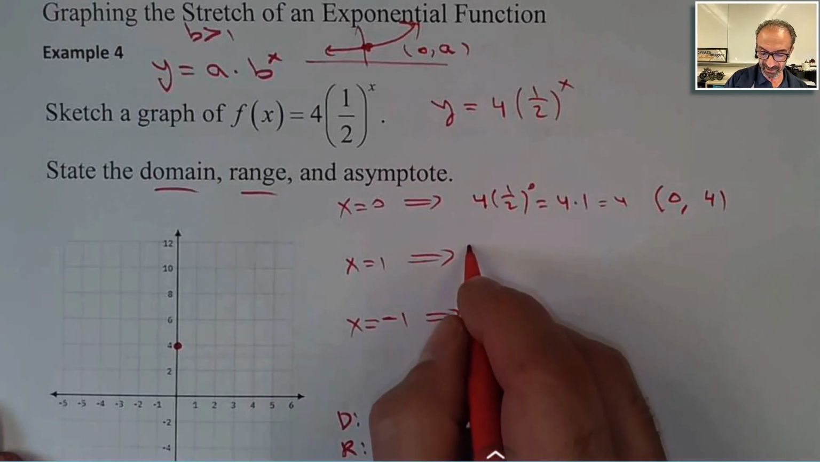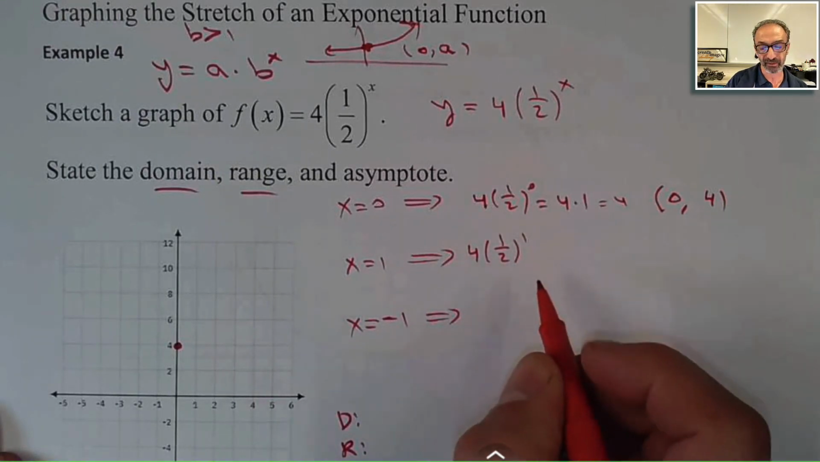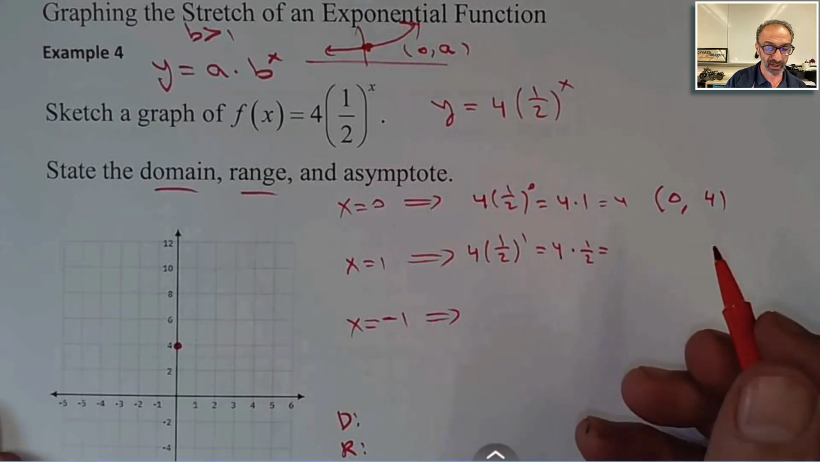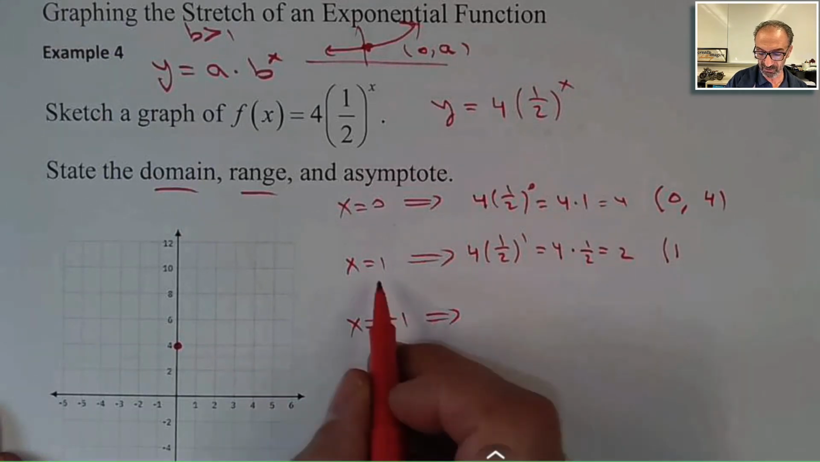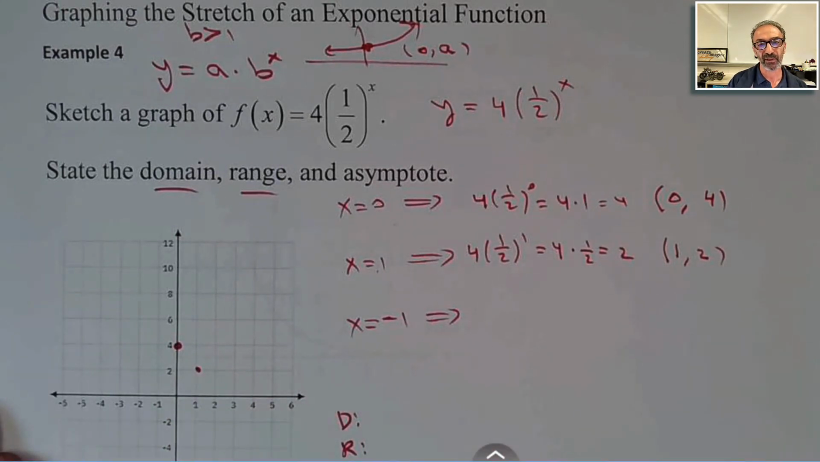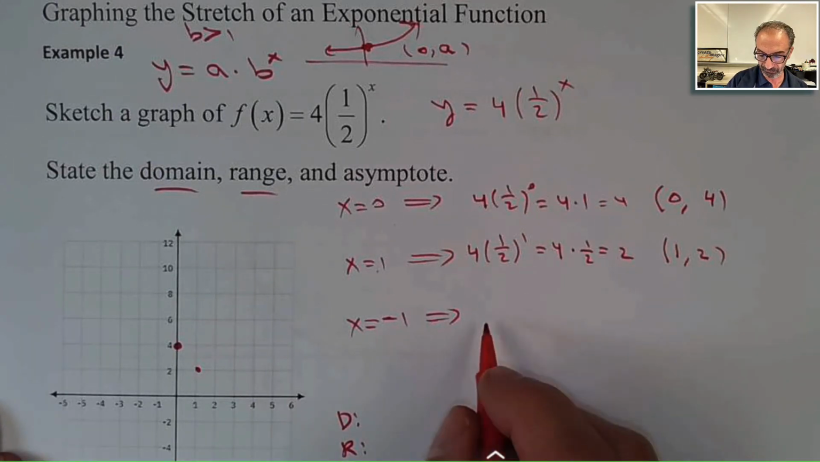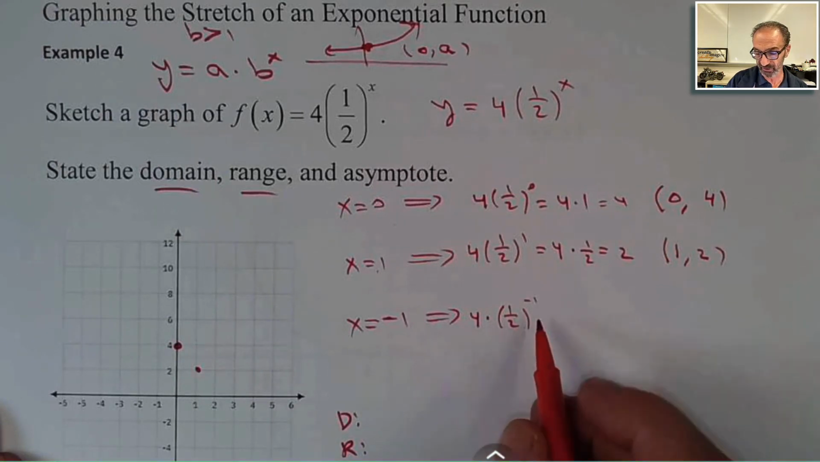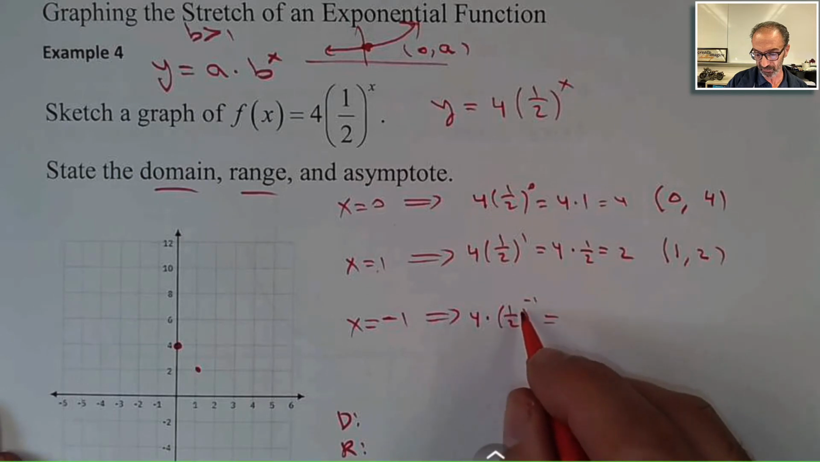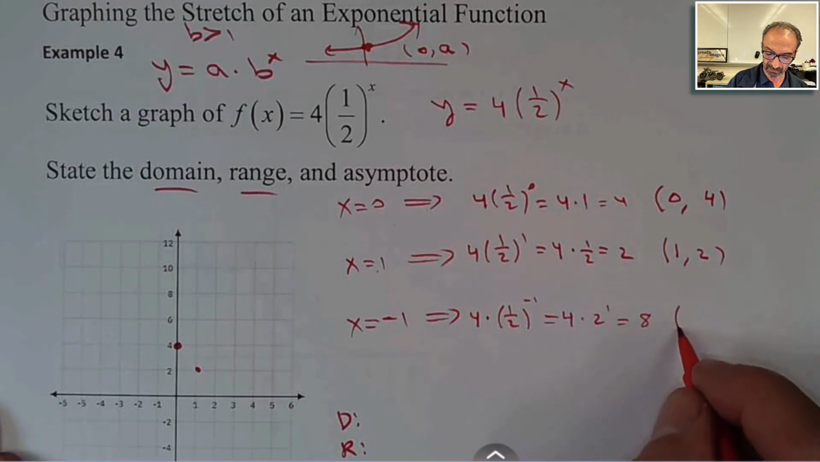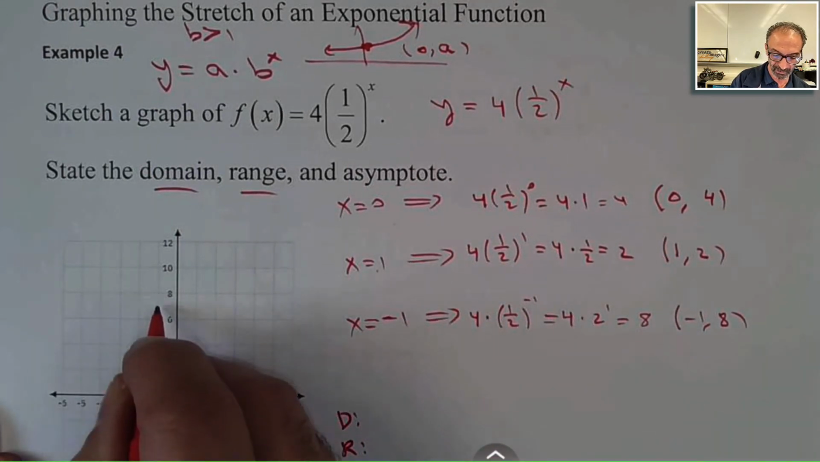When x equals 1, I have 4 times (1/2) to the power 1. That means 4 times 1/2, or 1/2 of 4, which is 2. So my input is 1, my output is 2. You could tell that it's a decay. We're going down. Now -1, let's go to the left. 4 times (1/2) to the power -1. We know how to do this; we've done it before in this video. So I'm going to apply it and flip it. So it's going to be 4 times 2 to the power 1, which is 8. So -1 will take me up to 8 up here.